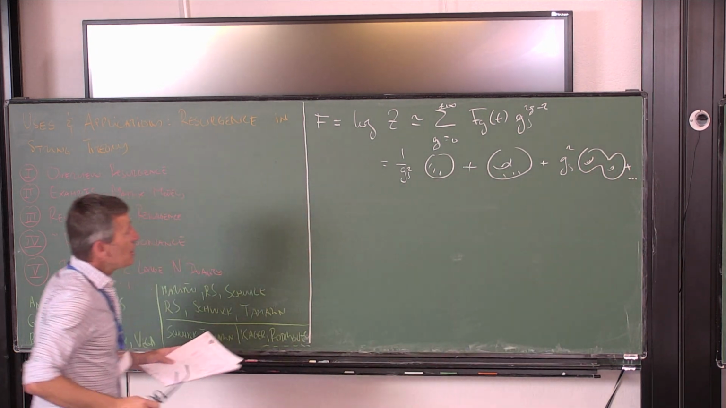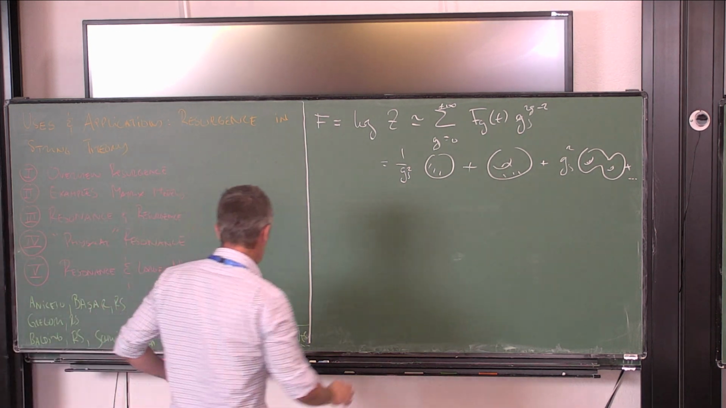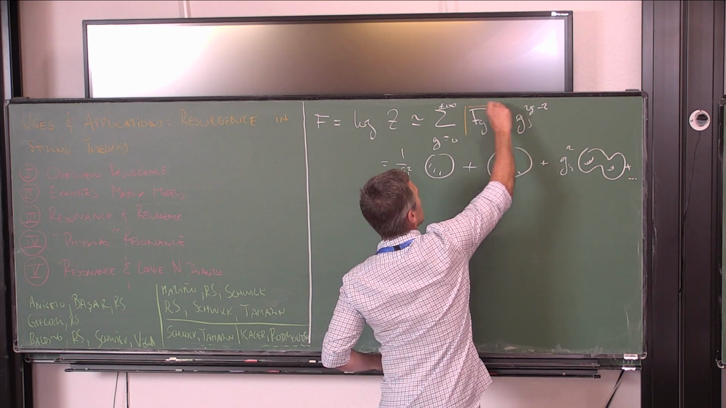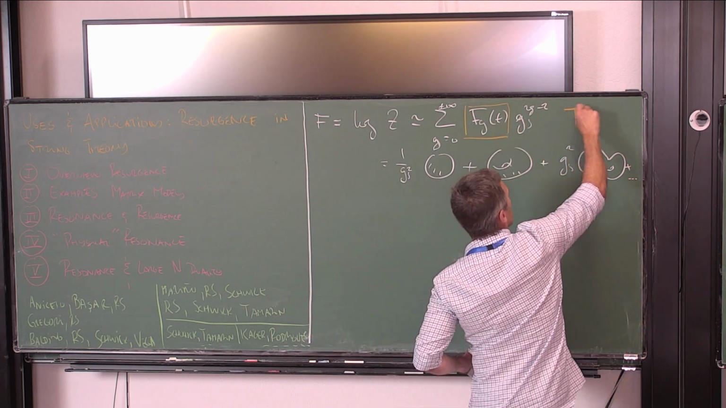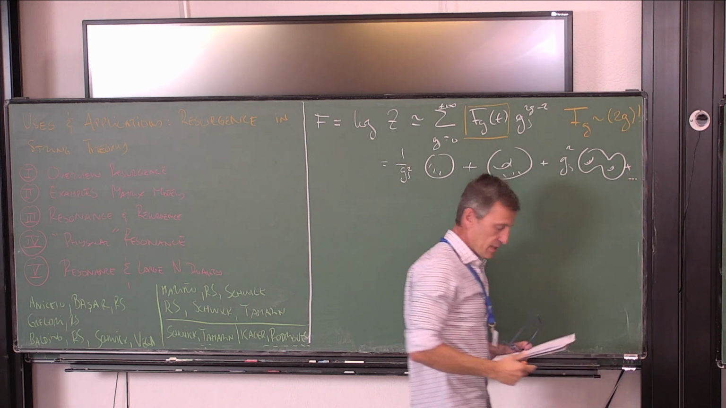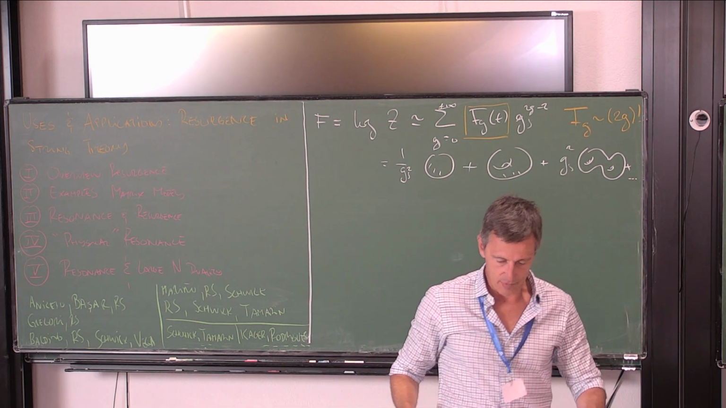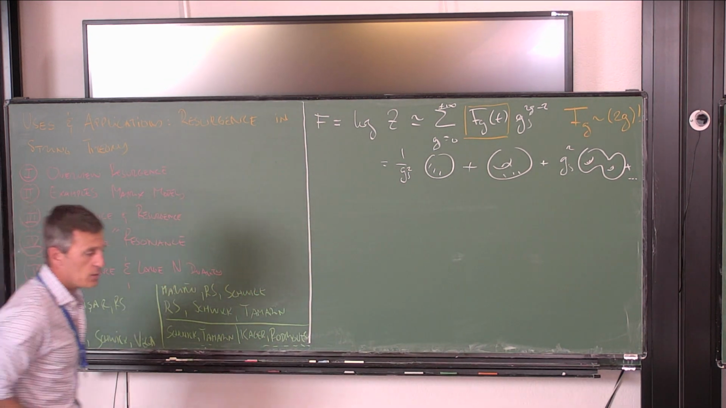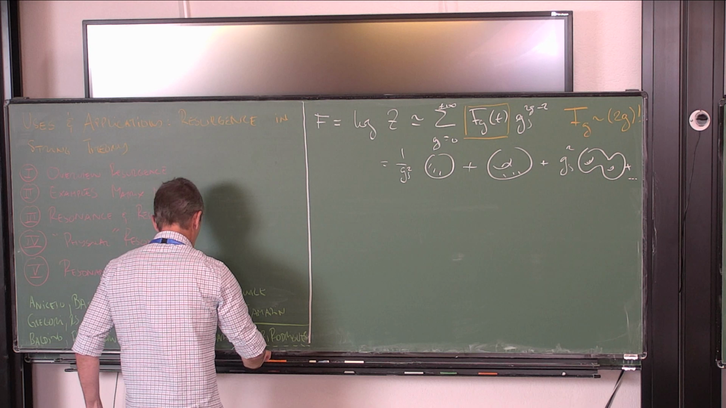So what happens is that this is an asymptotic series. So these F_g guys here, they go as (2g) factorial. This is the famous result of old days. And so you may ask, how can we say anything non-perturbative?